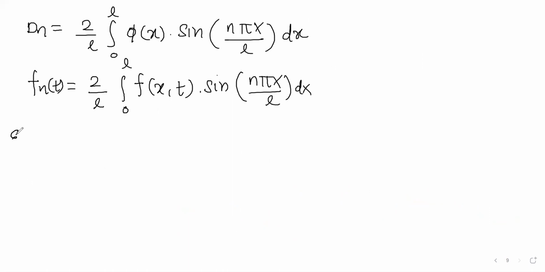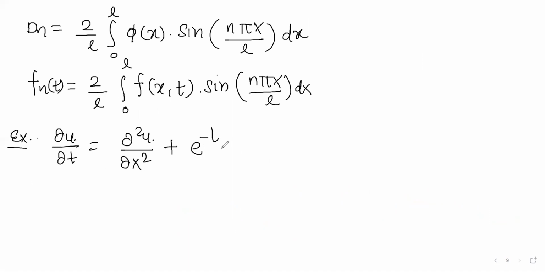So let us consider an example here. The example would be that you have del u over del t equals del square u over del x square plus e power minus t into sine 3x. This is what I have. Now we will solve it.